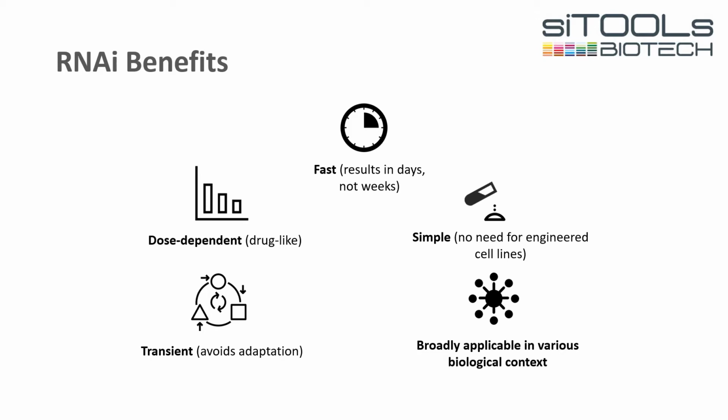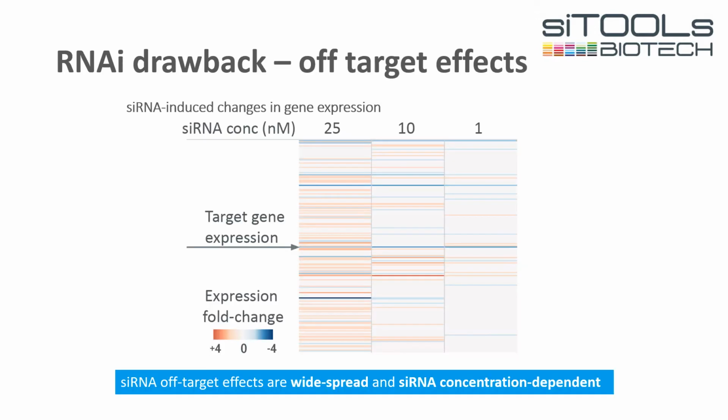Naturally, no experiments come with only benefits. The drawback of RNAi is its off-target effect. Artificial siRNAs induce changes in expression patterns of genes that were not supposed to be targeted by that siRNA. This phenomenon especially occurs when using high concentrations of single siRNAs.